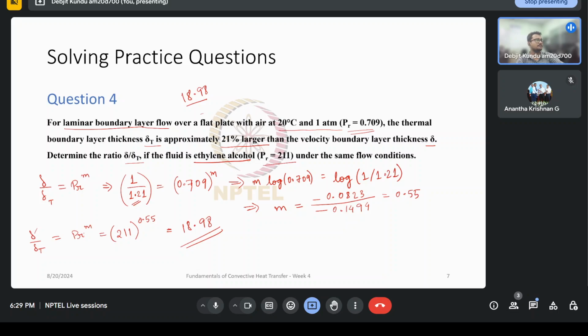And this is primarily because of the magnitude of these Prandtl numbers. So if Prandtl number is 200 as compared to 0.7, that means your viscosity is much, much larger than the thermal diffusivity. So the thermal diffusivity is very small as compared to the viscosity. So the viscous boundary layer will be much larger than the thermal boundary layer.